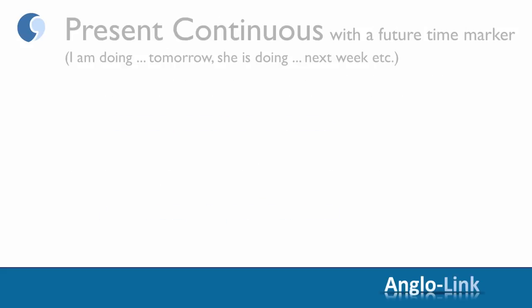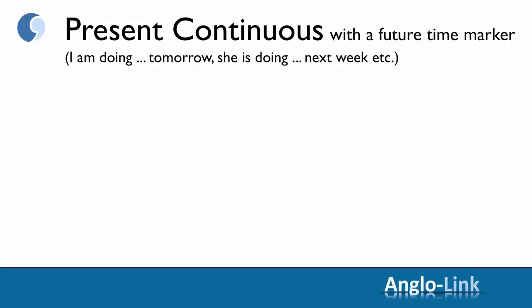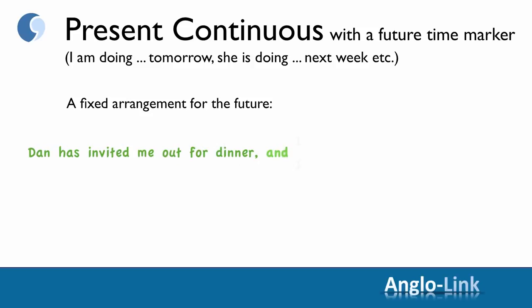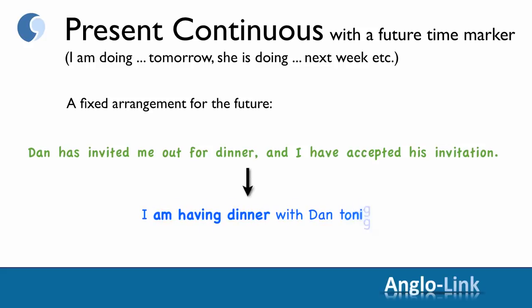Right, then we contrasted going to with present continuous with a future time marker. I'm doing something tomorrow. She's doing something next week, etc. And as you will remember, this refers to a fixed arrangement for the future. For example, Dan has invited me out for dinner and I've accepted his invitation. We have a date. So you should say, I'm having dinner with Dan tonight.